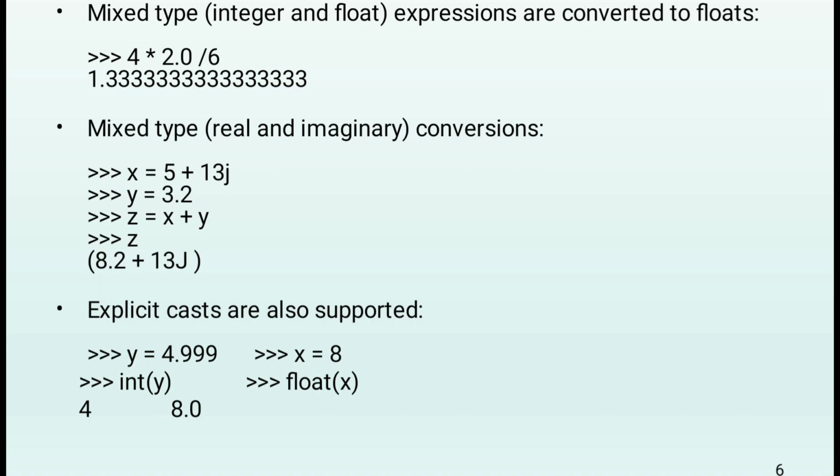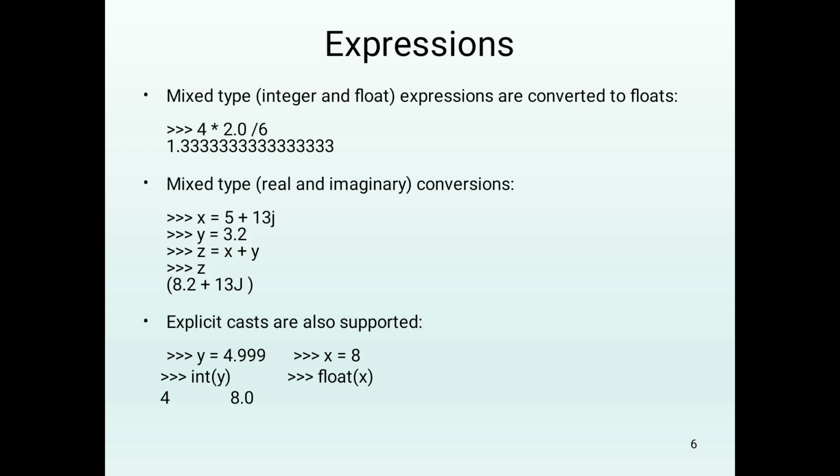So int of any value will truncate to the integer value. Float of any integer value will add the decimal point, and after the decimal point 0.0 will be added to the integer. Hope you got it. Okay. So this is called an explicit cast, which is supported in Python.